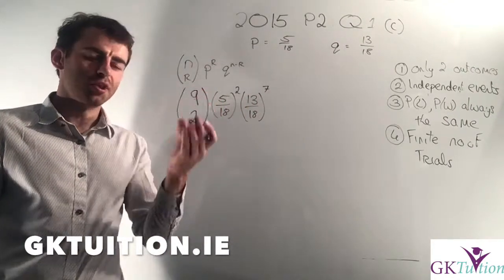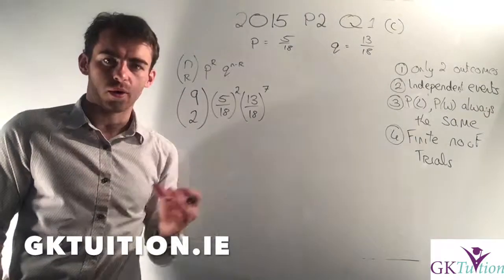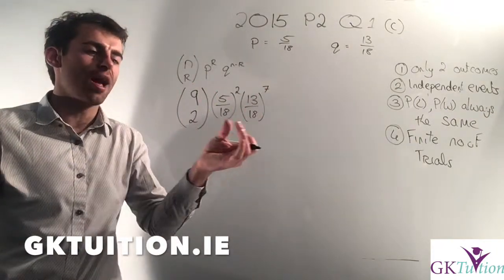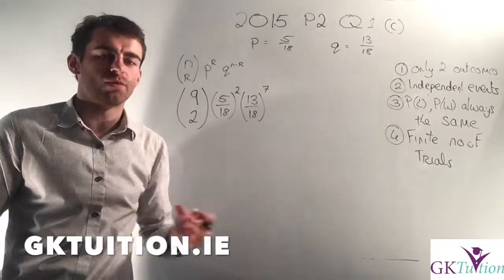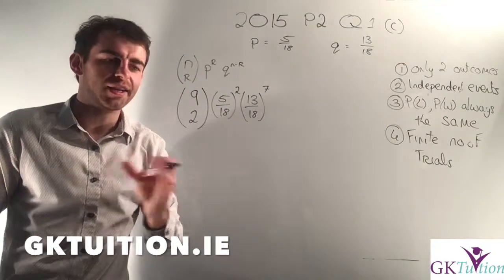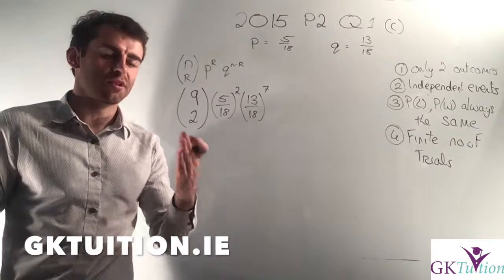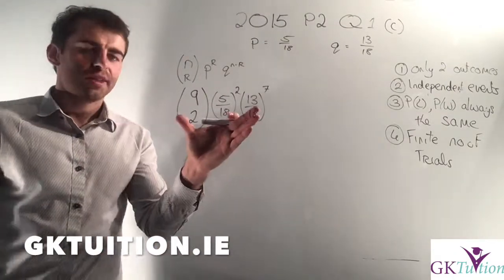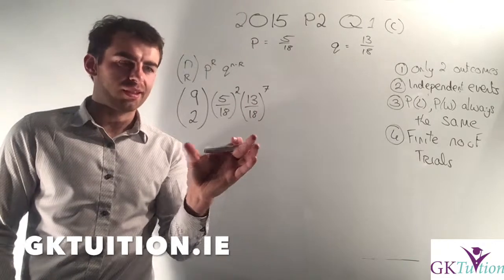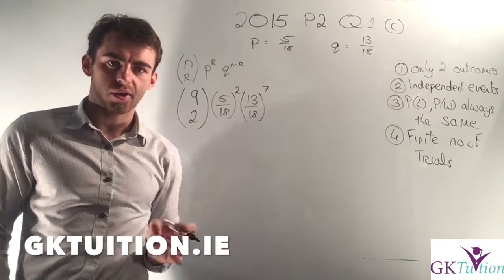So 9 choose 2 accommodates for the fact that I don't care what order it happens in. So I win the second one and the 6th one, or the 3rd one and the 5th one, or any combination whatsoever. Then I want to win twice and I want to lose 7 times. So that's my Bernoulli trial. This allows me to work out the probability that I win 2 out of the first 9 trials.